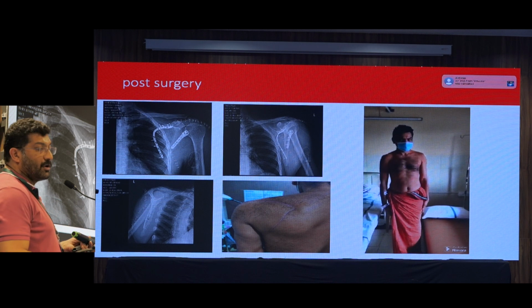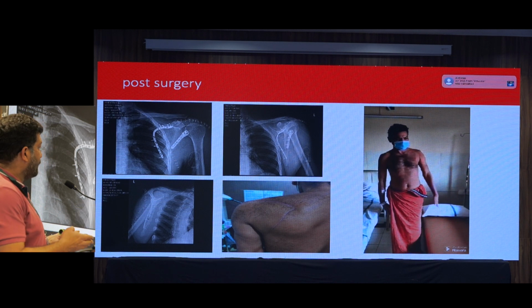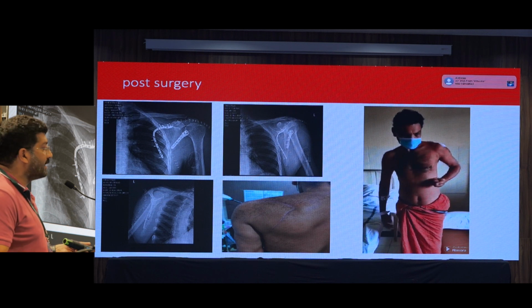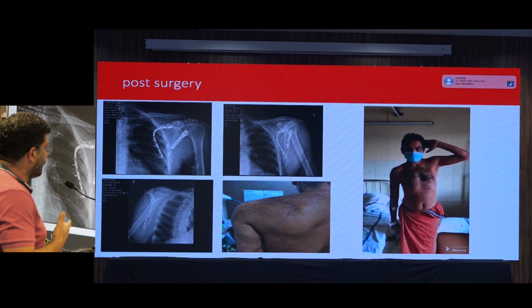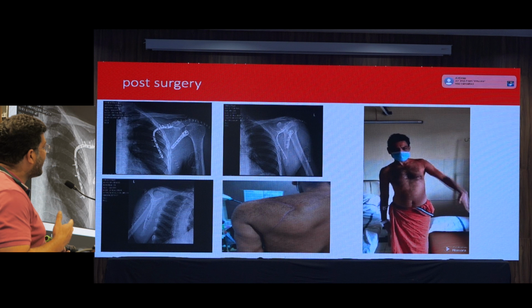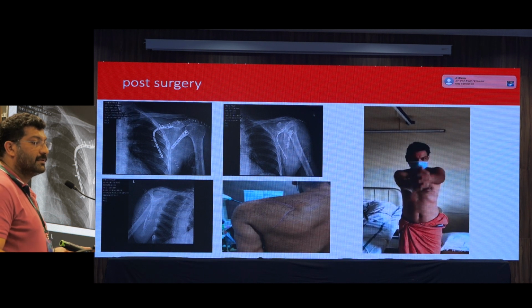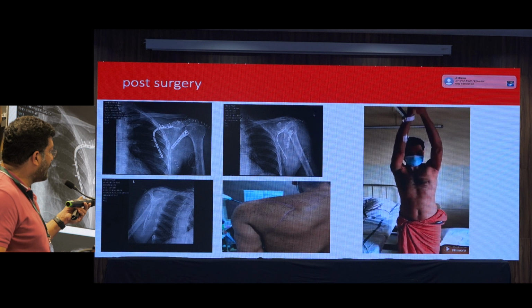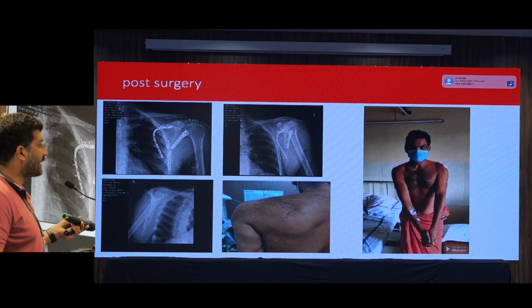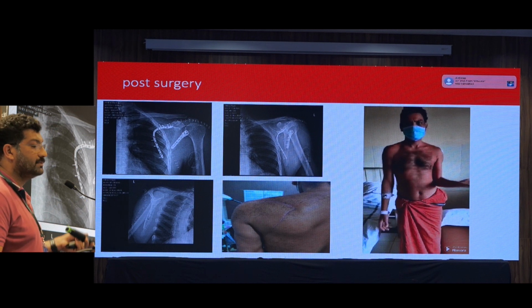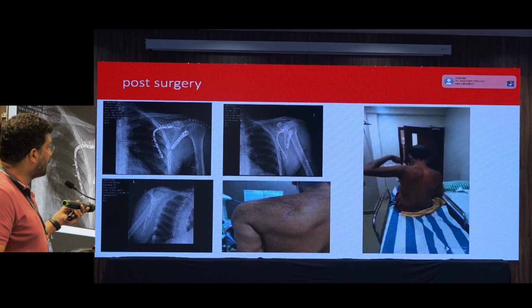Starting from the first post-operative day, you can see the IV, everything in his hand. This is how, if you fix it, they are so pain-free and they can start moving. Passive abduction. The second, third day, this is how he moves. And you can see the follow-up.